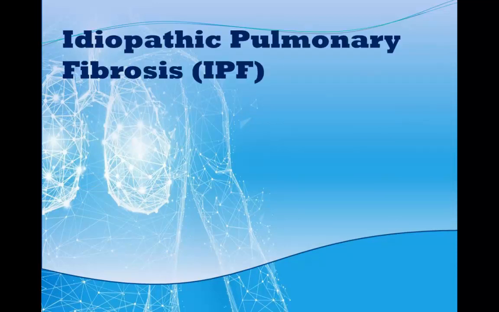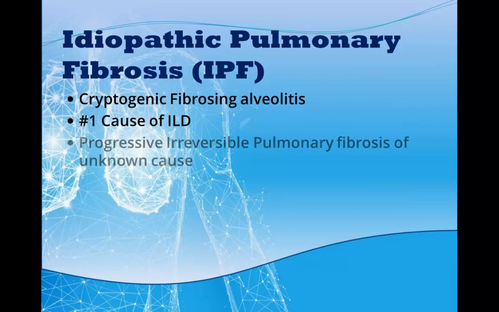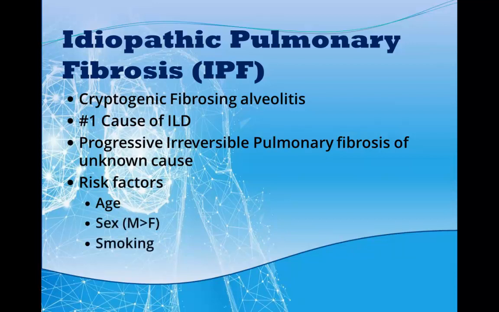Idiopathic pulmonary fibrosis, which sometimes goes by the name cryptogenic fibrosing alveolitis, is the number one cause of interstitial lung disease. It has no known cause, but causes progressive irreversible pulmonary fibrosis. And these patients have an increased risk of developing lung cancer and can also go into respiratory failure. The risk factors include increasing age, the male sex, smoking, which also includes secondhand smoking, and chronic viral infections like hepatitis C and Epstein-Barr virus.